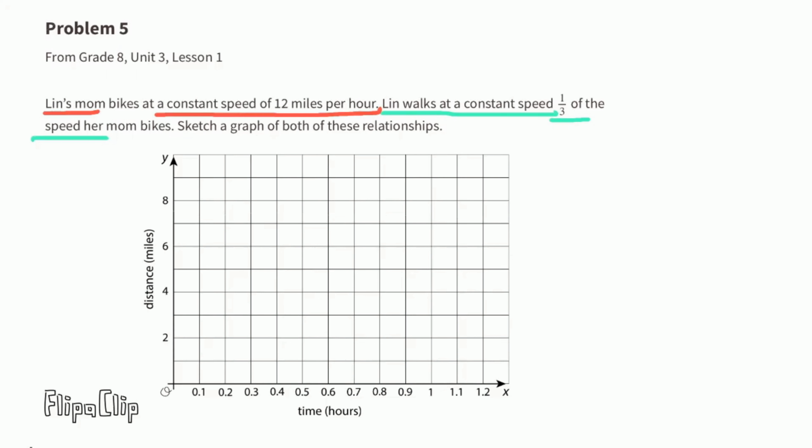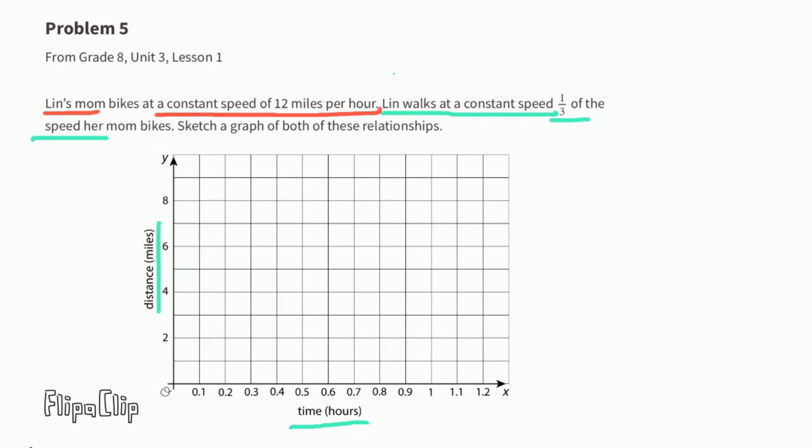Problem number 5 from 8th grade Unit 3 Lesson 1. Lynn's mom bikes at a constant speed of 12 miles per hour. Lynn walks at a constant speed of 1/3 of the speed her mom bikes. Sketch a graph of both of these relationships. The horizontal axis, or the x-axis, is time in hours, and the vertical axis, or the y-axis, is distance in miles.